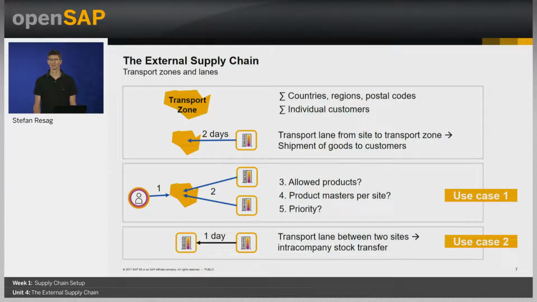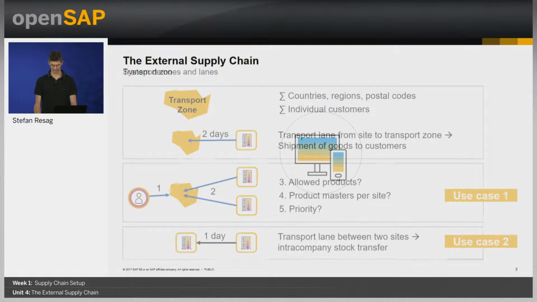You remember that sometimes goods need to be distributed from a production site to a warehouse site of the same company. This is the second use case for transport lanes. Here, they are defined between 2 sites. Again, allowed products and shipment duration can be specified. You will learn more about this intra-company stock transfer use case in week 4. Now let me show you how to set up zones and lanes in the system.